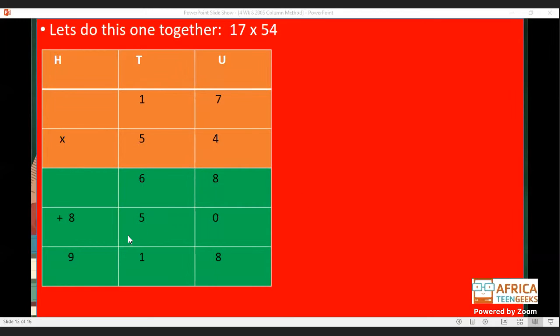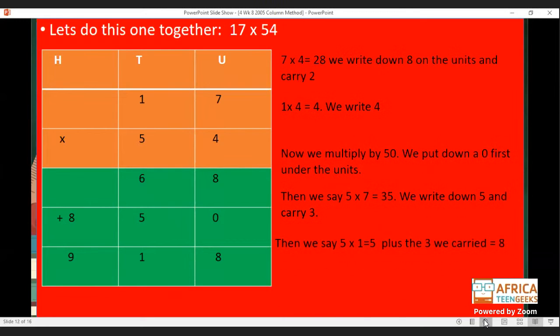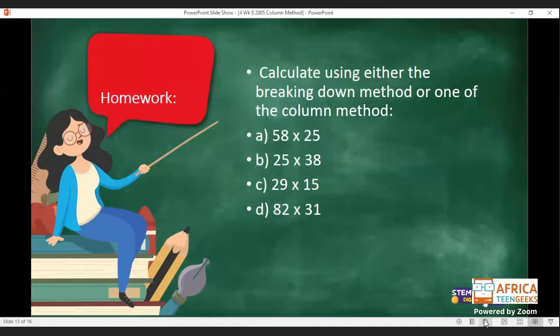So after we have multiplied, then we say 8 plus 0, which is 8. And then 6 plus 5 is 11. So we write down 1 and we carry 1. And then 1 plus 8 gives us 9. See? So you have to practice this one, guys. If it's confusing you, I'll advise you to practice this one.